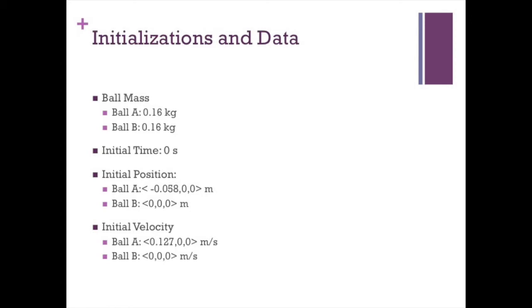The mass of a standard pool ball is approximately 0.16 kilograms, so ball A and ball B have the same mass. The initial time of observation is at 0 seconds. Ball A's initial position is at negative 0.058 meters, and ball B's initial position is at the origin. Ball A has an initial velocity of 0.127 meters per second, which was calculated using Newton's second law, and ball B is initially at rest.